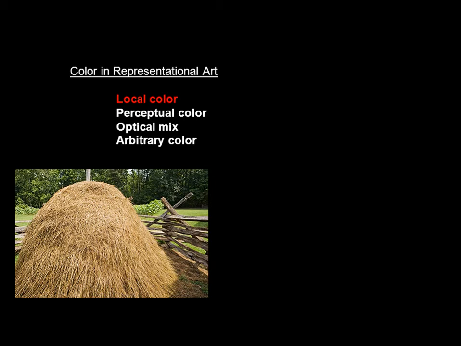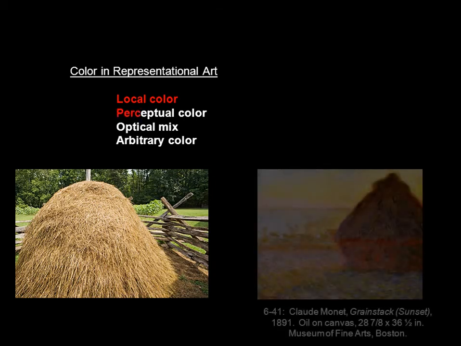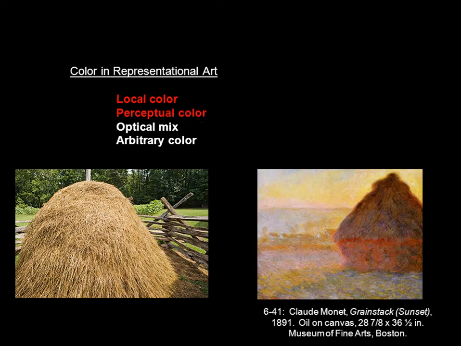An artist, though, might not just paint local color. He might paint perceptual color. And perceptual color is not the actual color something is, but the color that we perceive, having to do with conditions of light and atmospheric circumstances. So atmospheric perspective is an example of perceptual color.